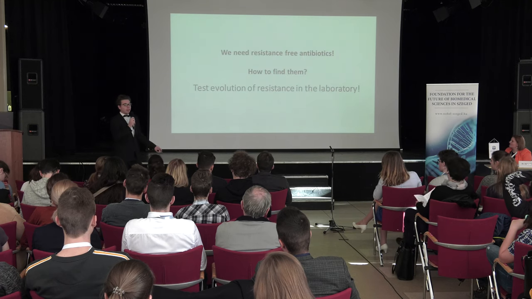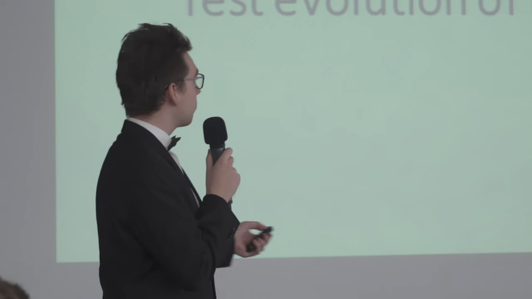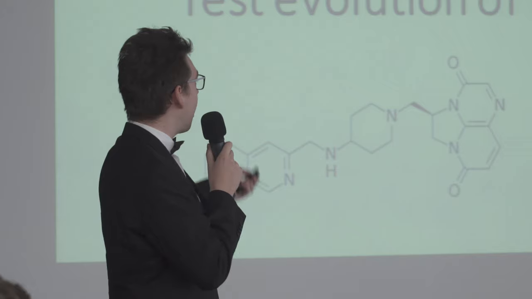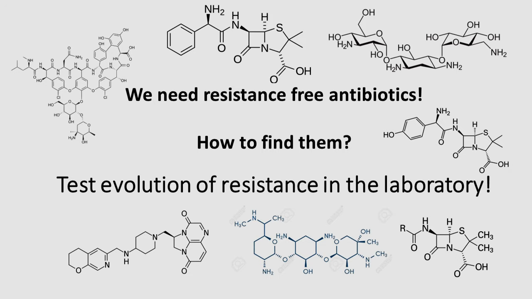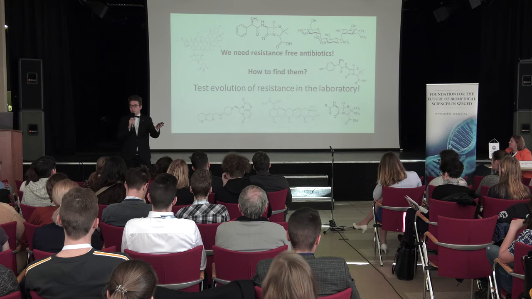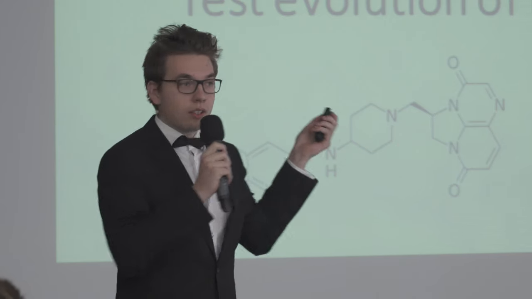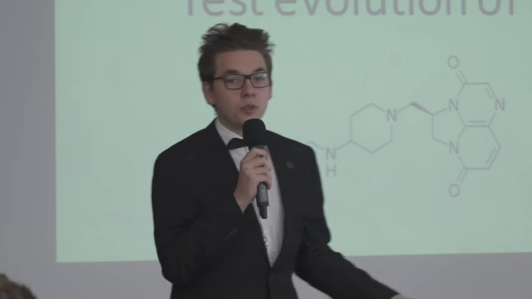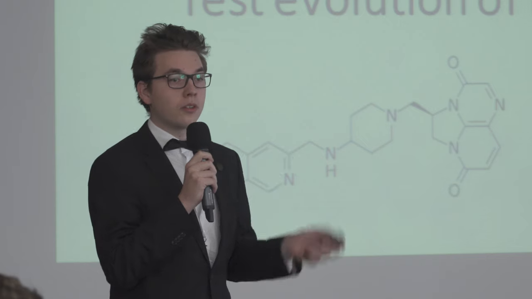As a conclusion, we can say that we need resistance-free antibiotics. But how to find them? We have a lot of molecules, and we don't have that much time. But by finding these resistance-free antibiotics, we could control pathogens for a longer time, and also the pharmaceutical companies would have more motivation to develop them because they can expect profit without the appearance of resistance. The answer is to test the evolution of antibiotic resistance in the laboratory, and this is what we do in the Biological Research Center.